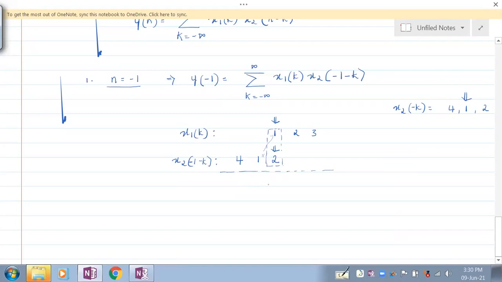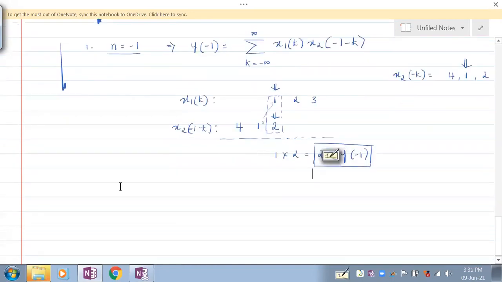So which y of n have we calculated? This is your y of minus 1, or let's say this is your 1 into 2. So this is 1 into 2, that's 2, and this is your y of minus 1, the first thing that we have calculated. Now when we are calculating the second sample, the movement will go further ahead. The first person will go and congratulate the second person here, and the first person on this side will congratulate the second person. That scenario will come when we are finding the second sample.